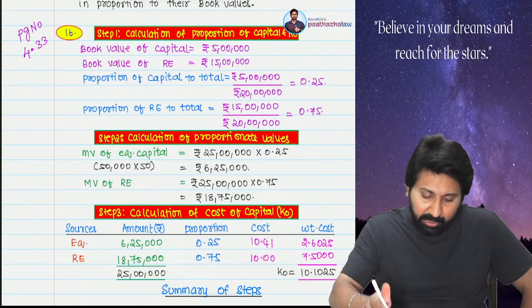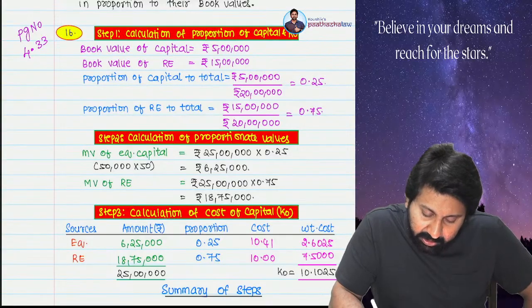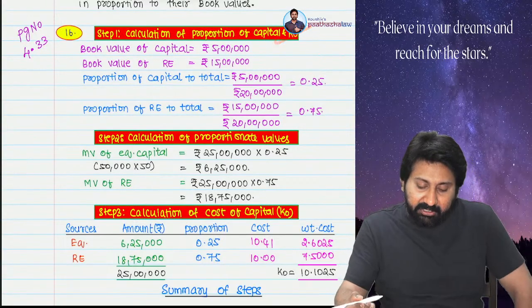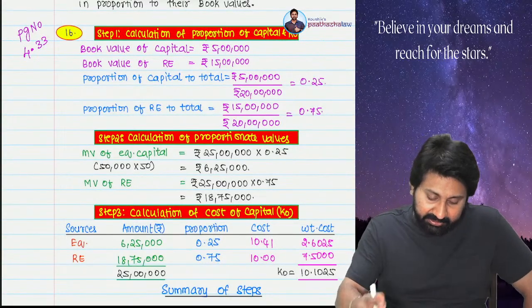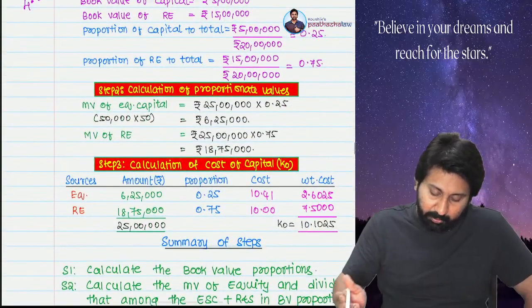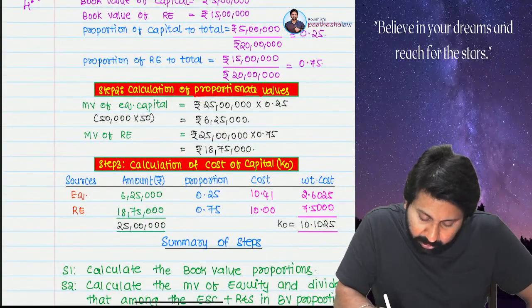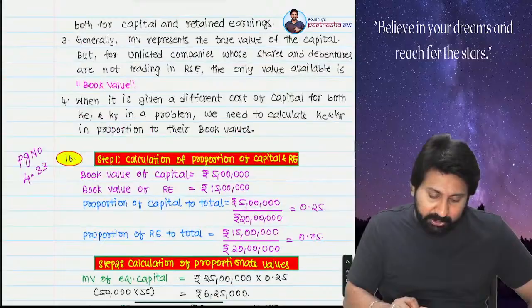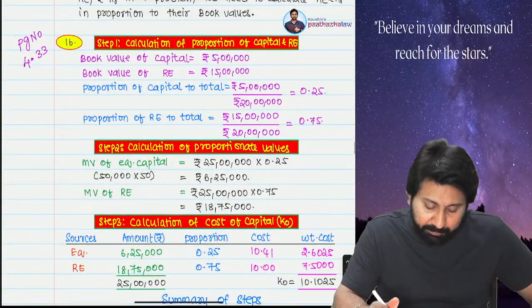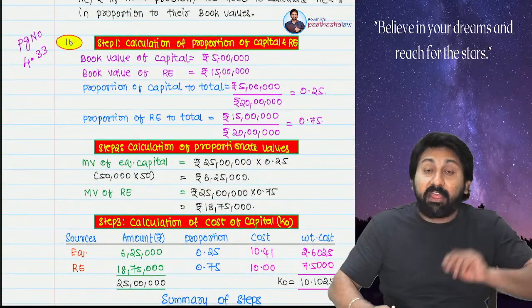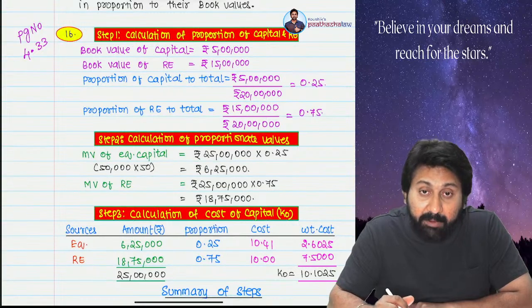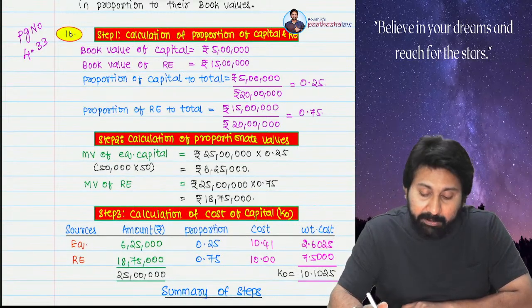Okay? This is the calculation of the proportion of capital and reserves and surplus or retained earnings. Step 2: Calculation of proportionate value. Sir, what do you mean by calculation of proportionate value? Market value of equity capital is given.